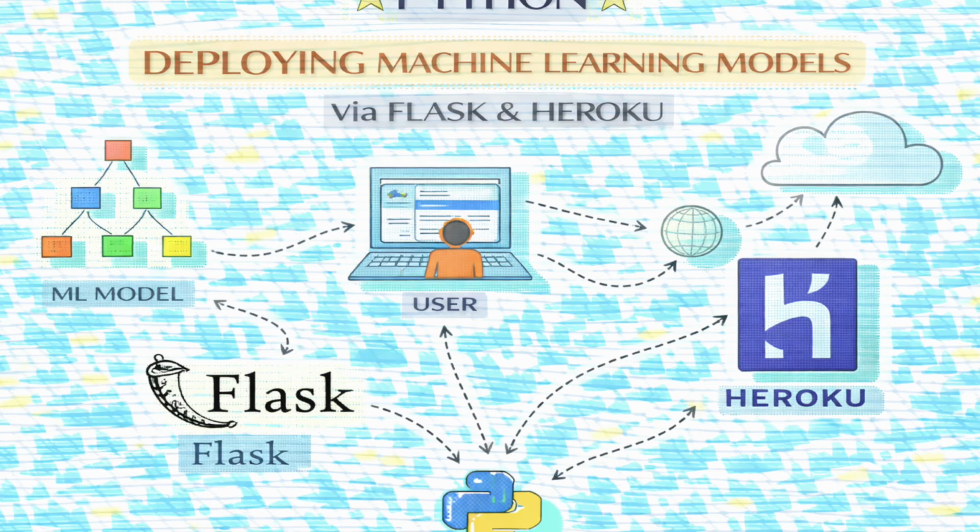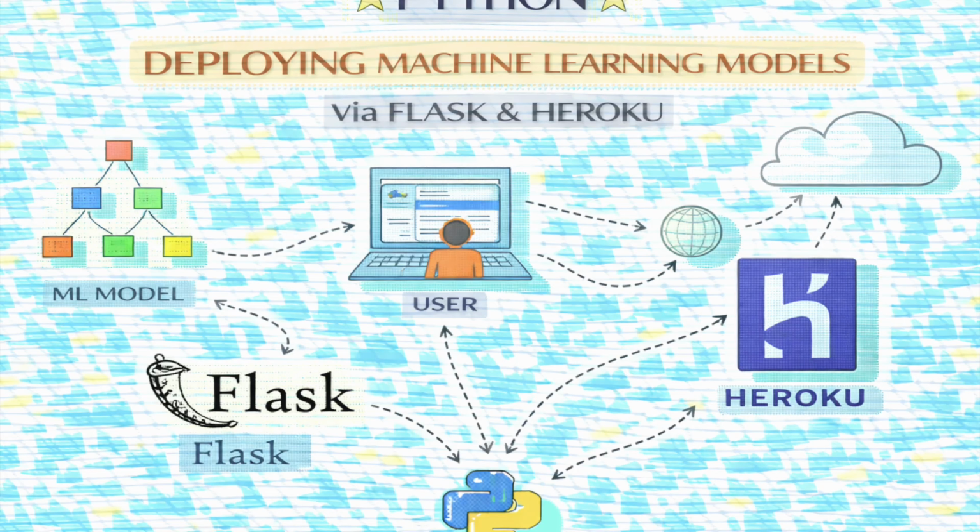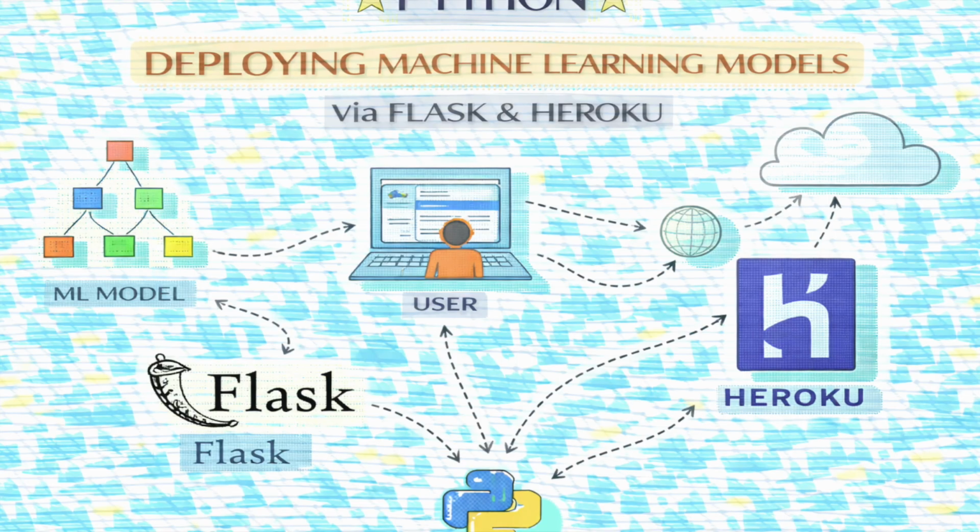Right. So once we have this model trained with SGD and the hashing vectorizer, we obviously don't want to have to retrain it from scratch every time someone loads the app. Absolutely not. You need to save its state. And how do we do that? We use serialization. Specifically, Python's built-in pickle module. It basically takes your complex Python object, the trained classifier, and converts it into a compact bytecode format that you can save to a file.